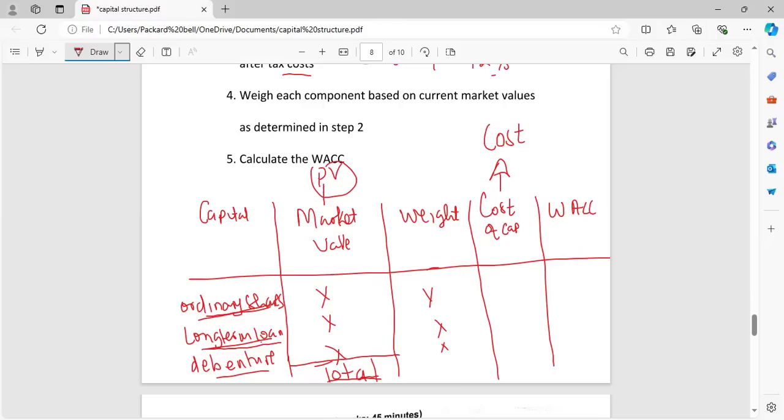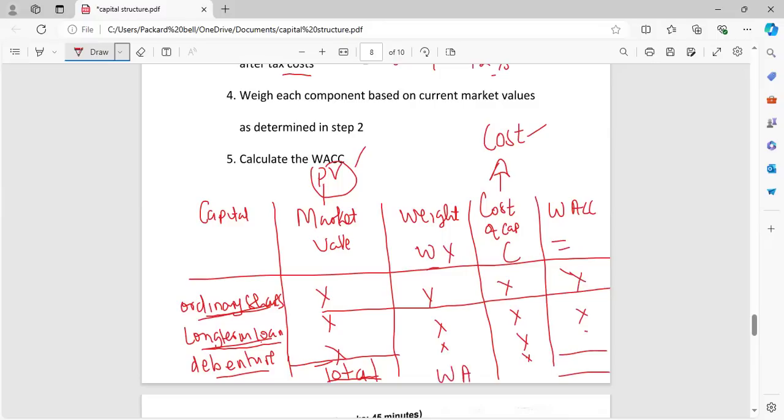The first thing, before you even answer the question, is to determine the market values and to determine the cost of capital. So the cost of capital that you have calculated, you just come and put them here. Your weighted average is going to be your weight times your cost. Then once you have the weighted average of each line, you add them up, and the total is going to be your weighted average cost of capital.